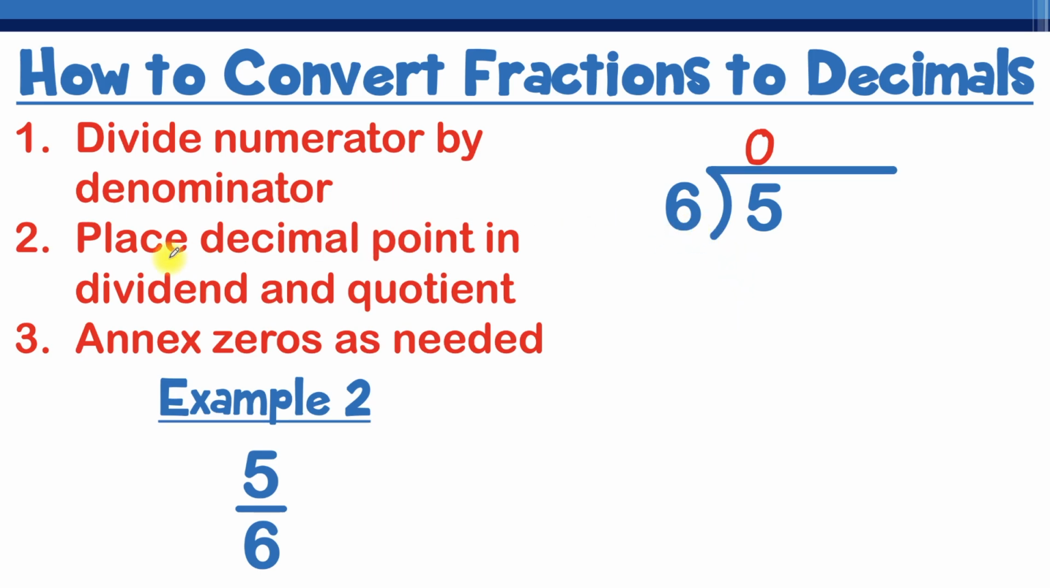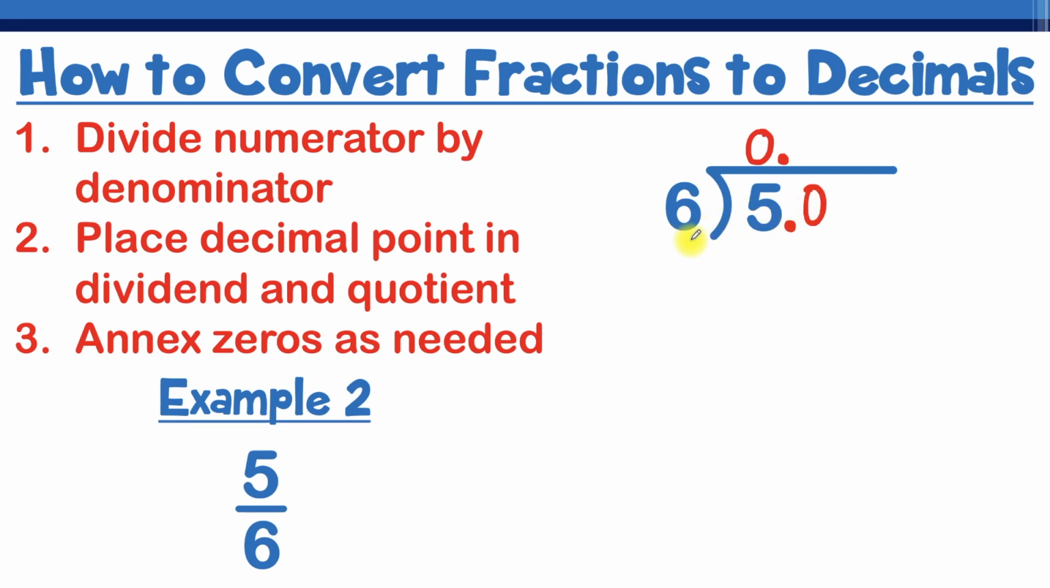And this will bring us to step 2, which is to place a decimal point in the dividend and quotient. So we'll put a decimal point right here after the 5 in our dividend, and directly above it in our quotient, which is just the answer for division. And next, we'll annex zeros as needed. So we'll put a 0 here, and then we can start dividing.